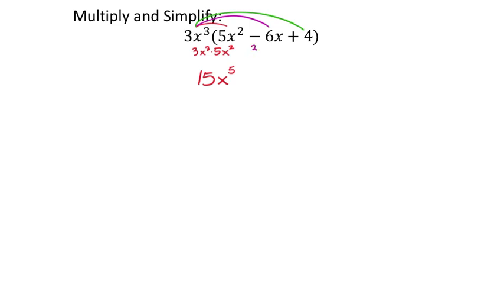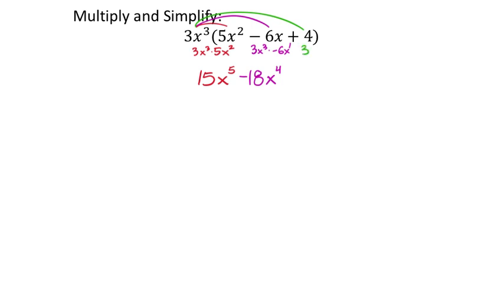Next up, I have the 3x to the power of 3, but I must distribute it, so that's multiplied by the negative 6x. So again, just with the numbers, 3 times negative 6 is negative 18. And then this other x has an exponent of 1. My base x has an exponent of 3 plus 1, which is 4.